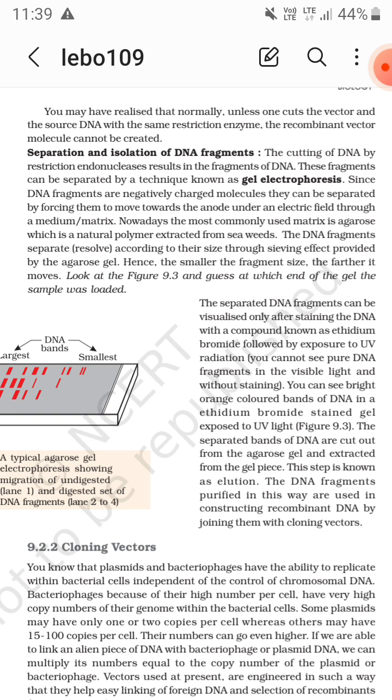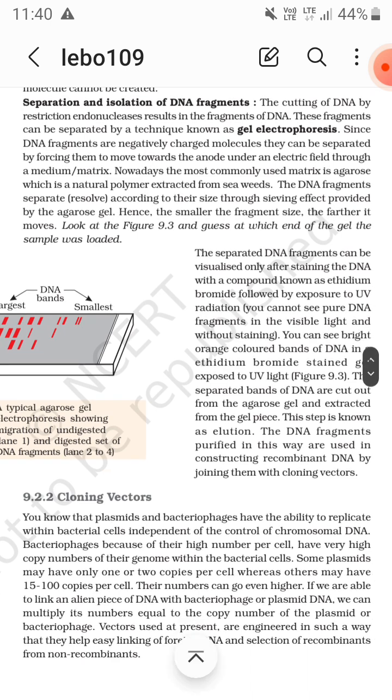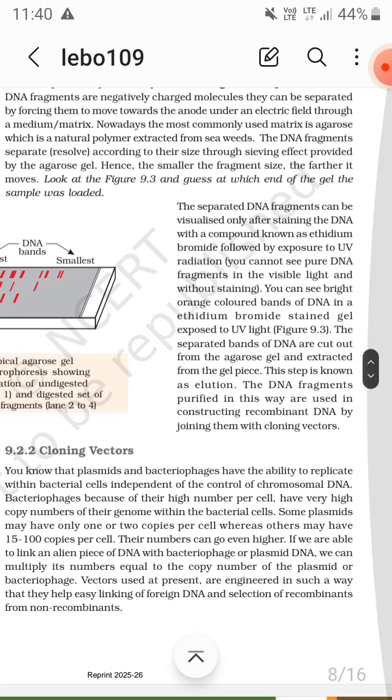Nowadays the most commonly used matrix is agarose gel, which is a natural polymer extracted from seaweeds. DNA fragments are separated according to their size through the sieving effect provided by agarose gel. The smaller the fragment size, the farther it moves.